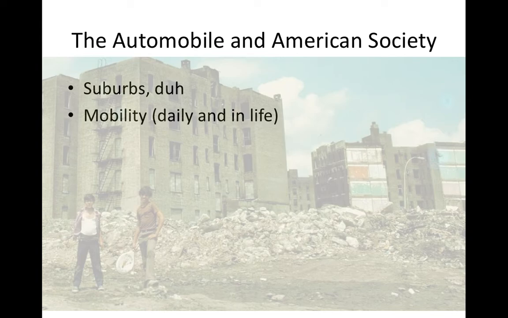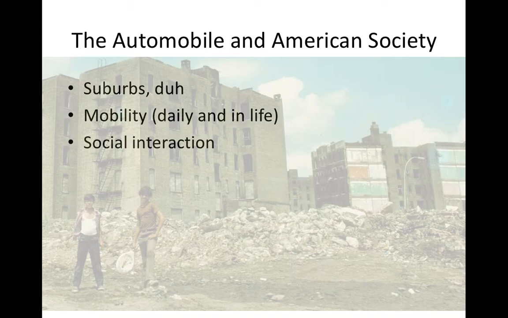But after the war, the car makes Americans even more mobile. It makes us mobile on a daily basis, so we can live in the suburbs and commute to work, and it makes us more mobile in life, so that we can take vacations, we can move around the country more. It's going to help produce the rise of the Sun Belt, I'll mention later in the lecture. The automobile changes social interaction.